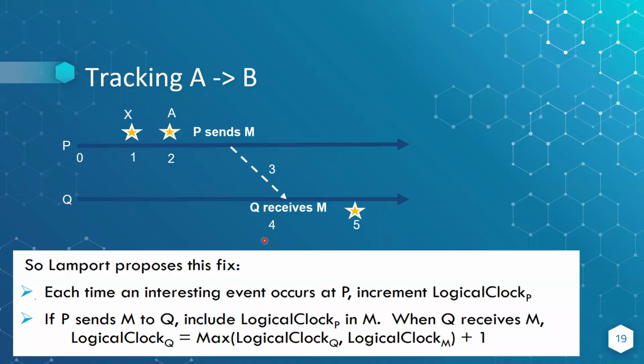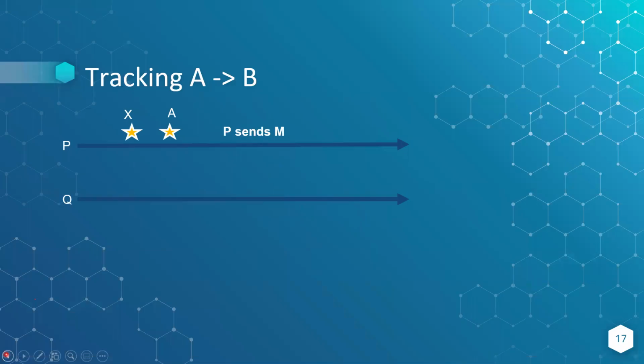So in the next point, take note on the diagram that Lamport proposes this fix: each time an interesting event occurs at P, increment logical clock P. I can give an illustration or an example for understanding the purpose of what I am saying. For instance, if person A shares stock information with person B at 10 o'clock at night, and person B sells all the stocks at 10:01 p.m.